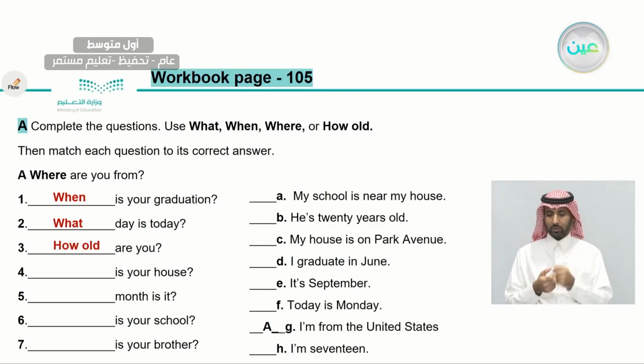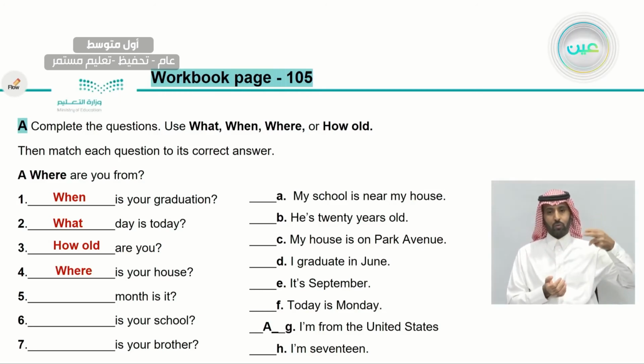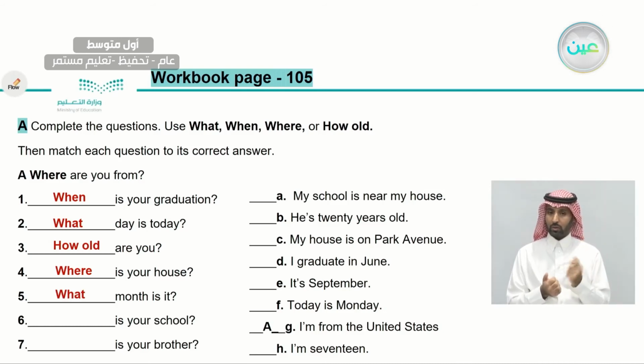Number 4, where is your house? I'm asking about the location. Number 5, what month is it? Is it September? Is it November? Number 6, where is your school? I'm asking about the location again, okay?